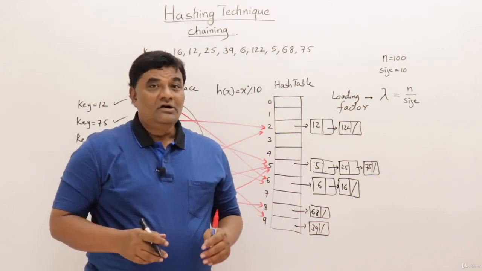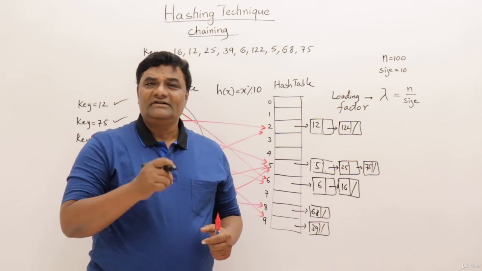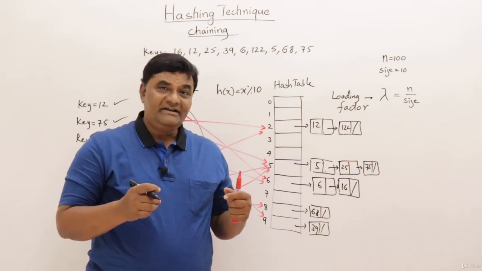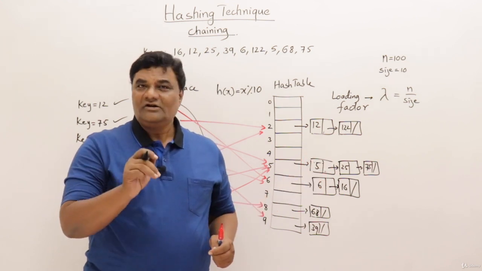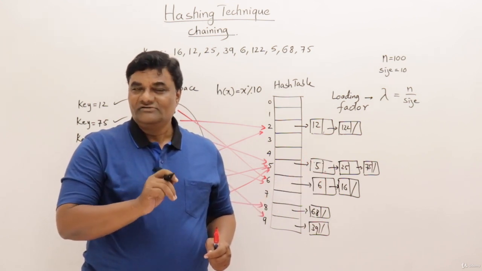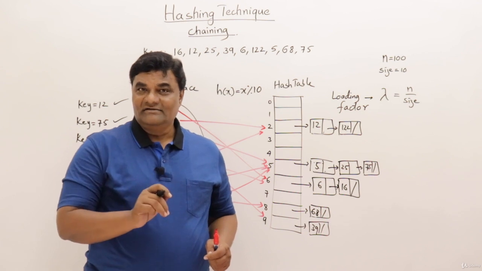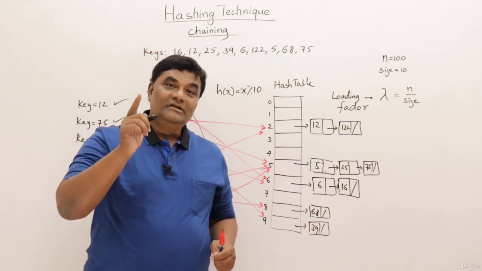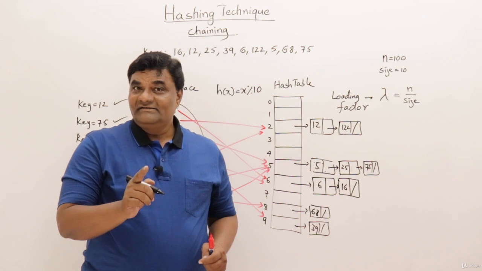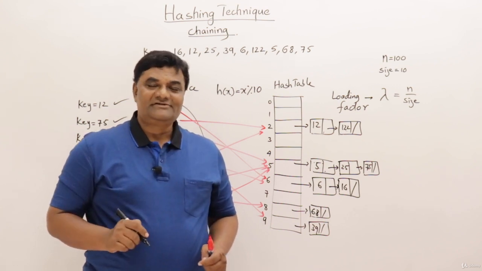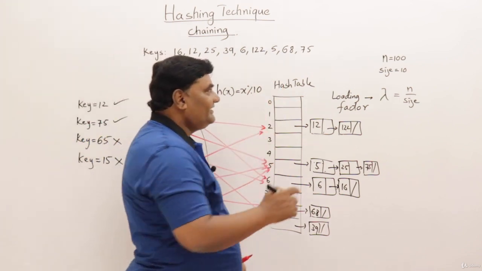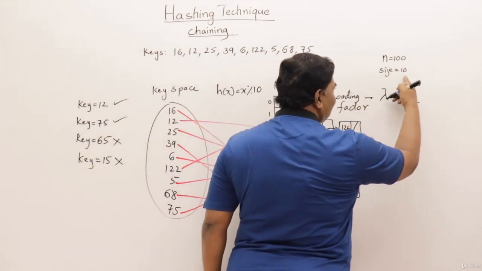Now remember one thing: all the data structures that we have analyzed so far, we were analyzing based on the number of elements, n. But here it is not based on the number of elements, that is, not based on keys n, but on the loading factor. So analysis of hashing is always done based on loading factor. Remember this one.